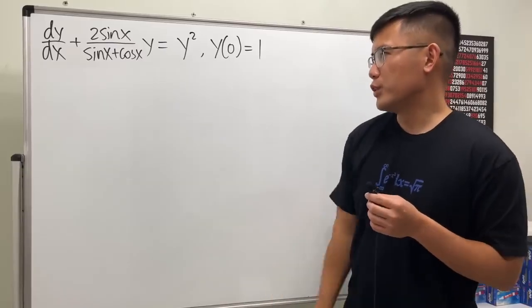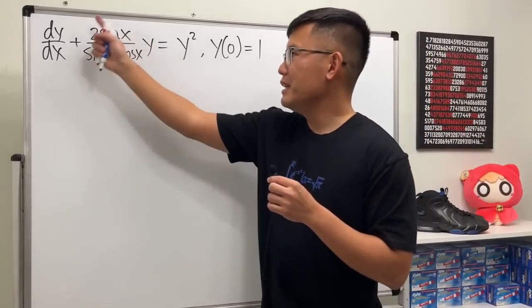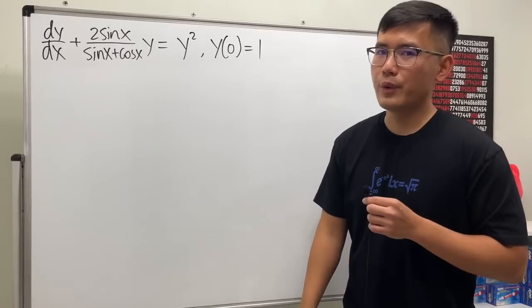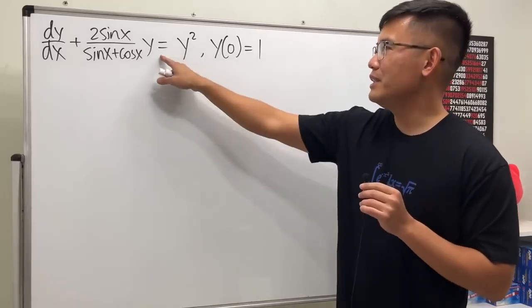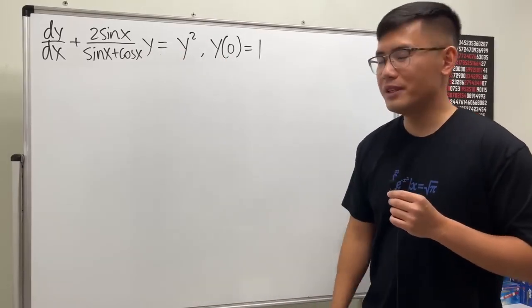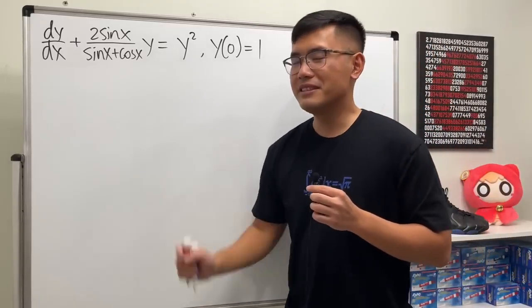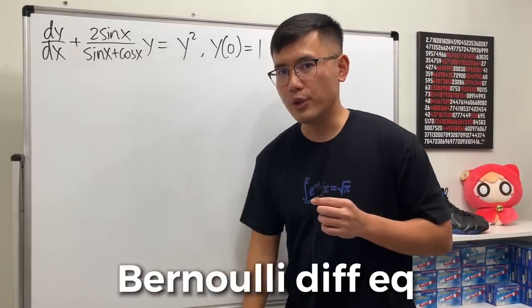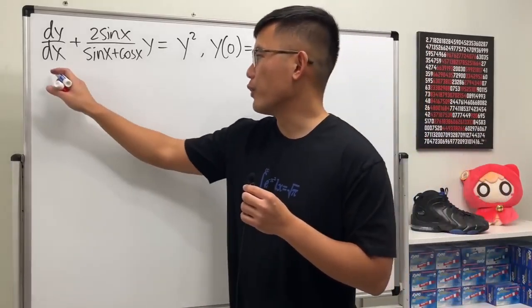Now this one looks a little bit more bizarre because the left hand side looks like a first order linear differential equation. But we have this equal to y squared, so this is not a first order linear differential equation. In fact, this is an example of a Bernoulli's differential equation. And let me write down the general form for you guys.